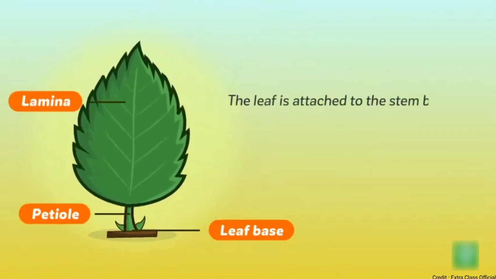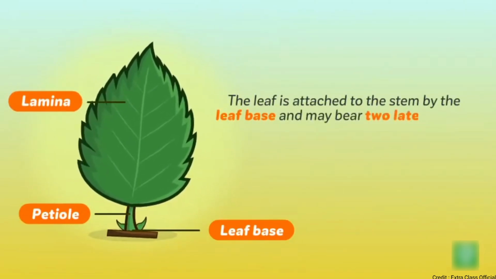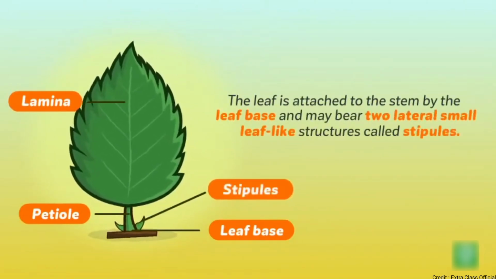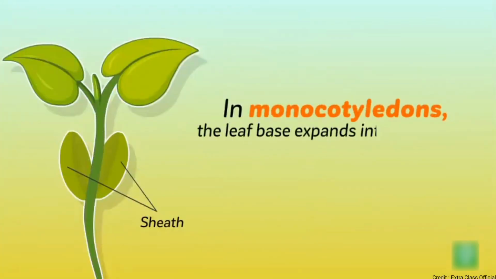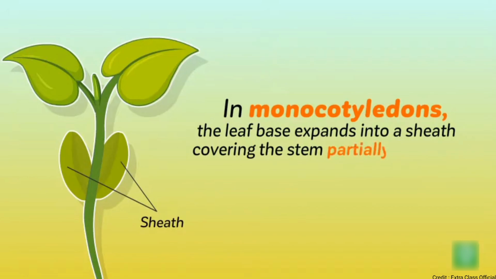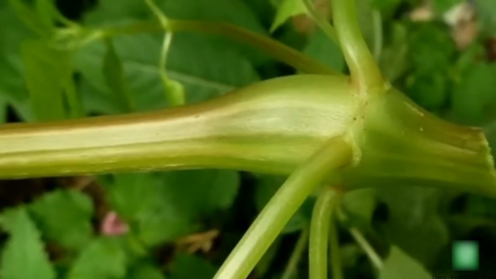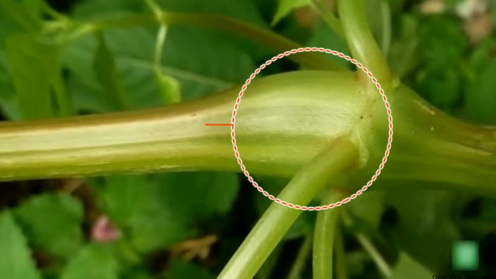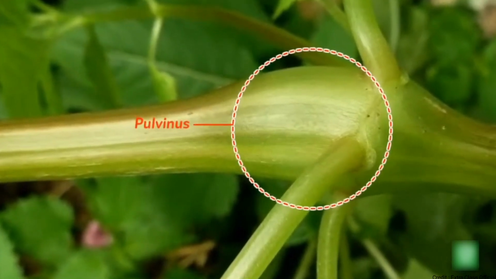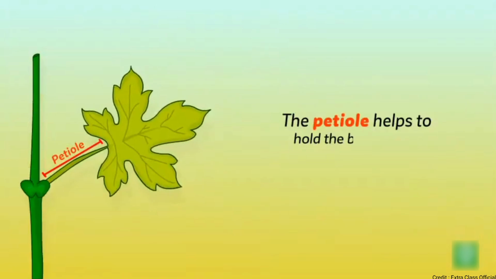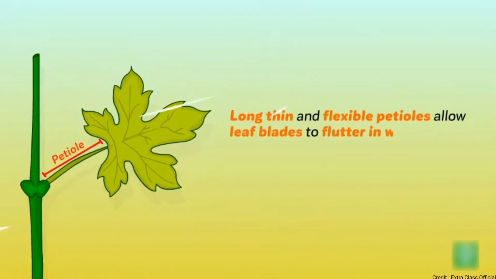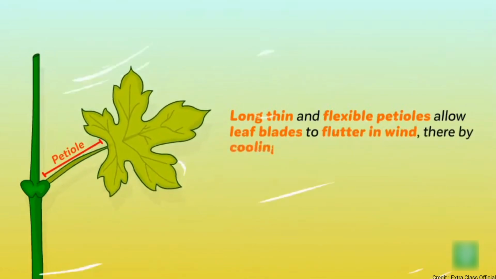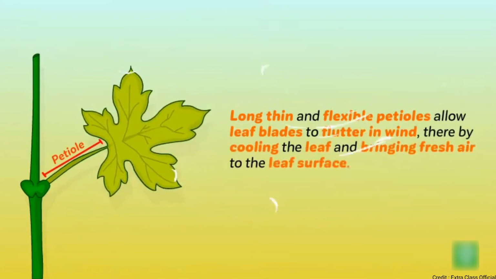The leaf is attached to the stem by the leaf base and may bear two lateral small leaf-like structures called stipules. In monocotyledons, the leaf base expands into a sheath covering the stem partially or wholly. While in some leguminous plants, the leaf base may become swollen, which is called the pulvinus. The petiole helps to hold the blade to light. Long, thin and flexible petioles allow leaf blades to flutter in wind, thereby cooling the leaf and bringing fresh air to the leaf surface.